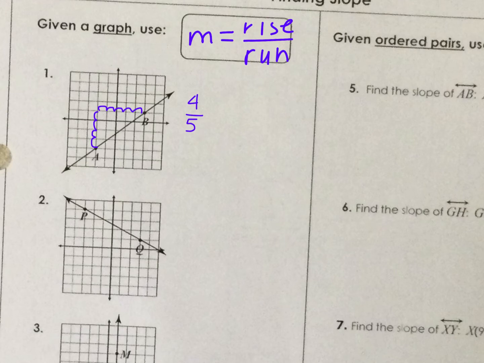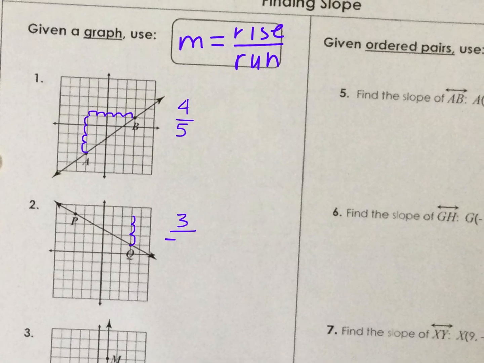In number 2, I'm going to start down at the lower dot Q, 1, 2, 3. Now, I've got to go to the left, which is negative 1, 2, 3, 4, 5, 6. And if I reduce that, it would reduce down to negative 1/2.